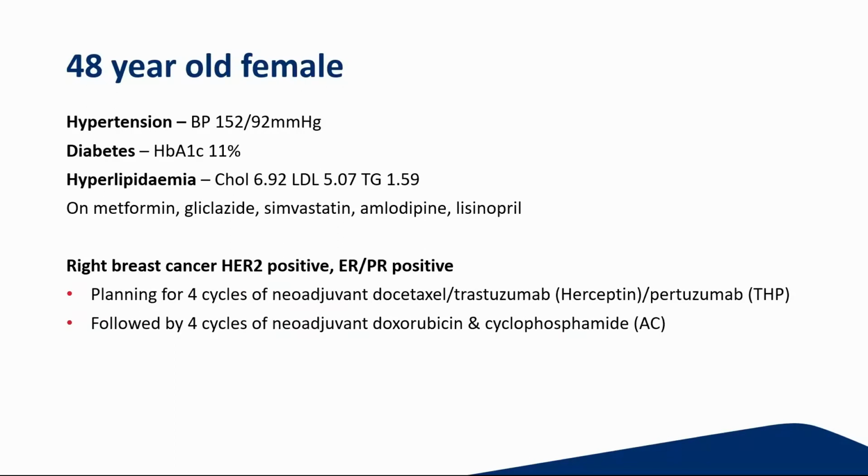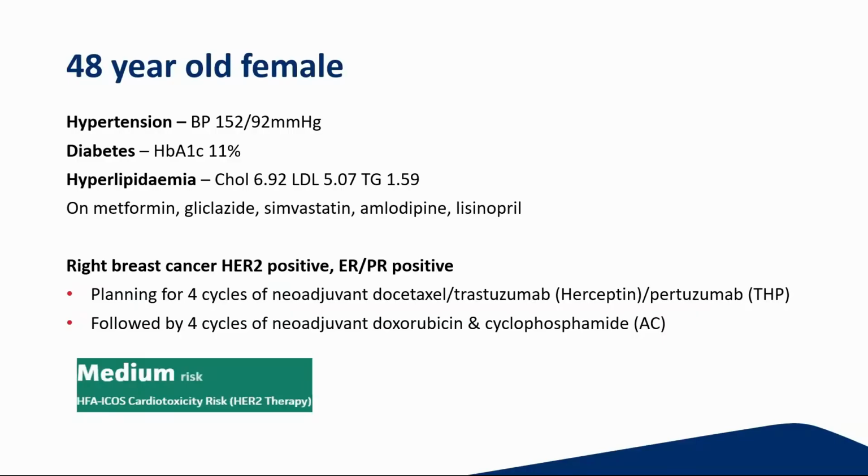So she comes to you because she's been diagnosed with right breast cancer. She's HER2 positive, and she's estrogen as well as progesterone receptor positive. So her plan from the oncologist, that's not something that you need to plan for, but she's planned for docetaxel as well as some HER2 therapies, and subsequently she's planned for some anthracyclines, in the form of doxorubicin and cyclophosphamide.